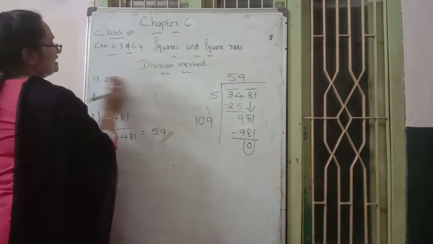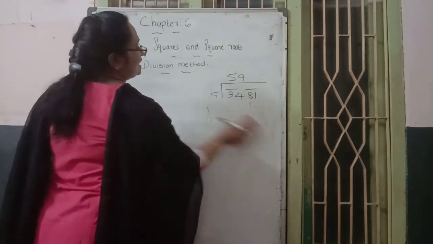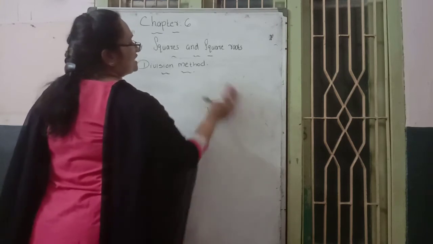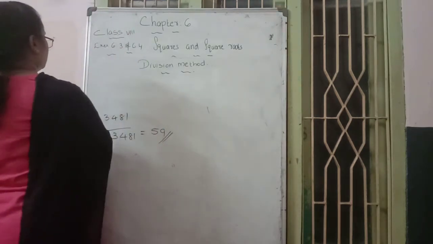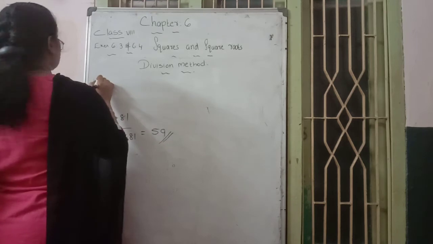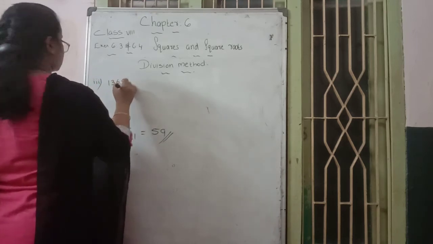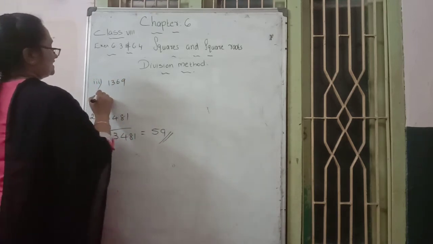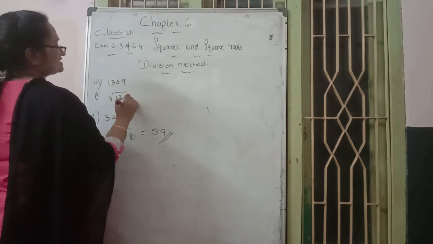One more question, the third question, with the same process, then you can clearly understand this one. The third question says 1369. So we want to find out the square root of 1369.